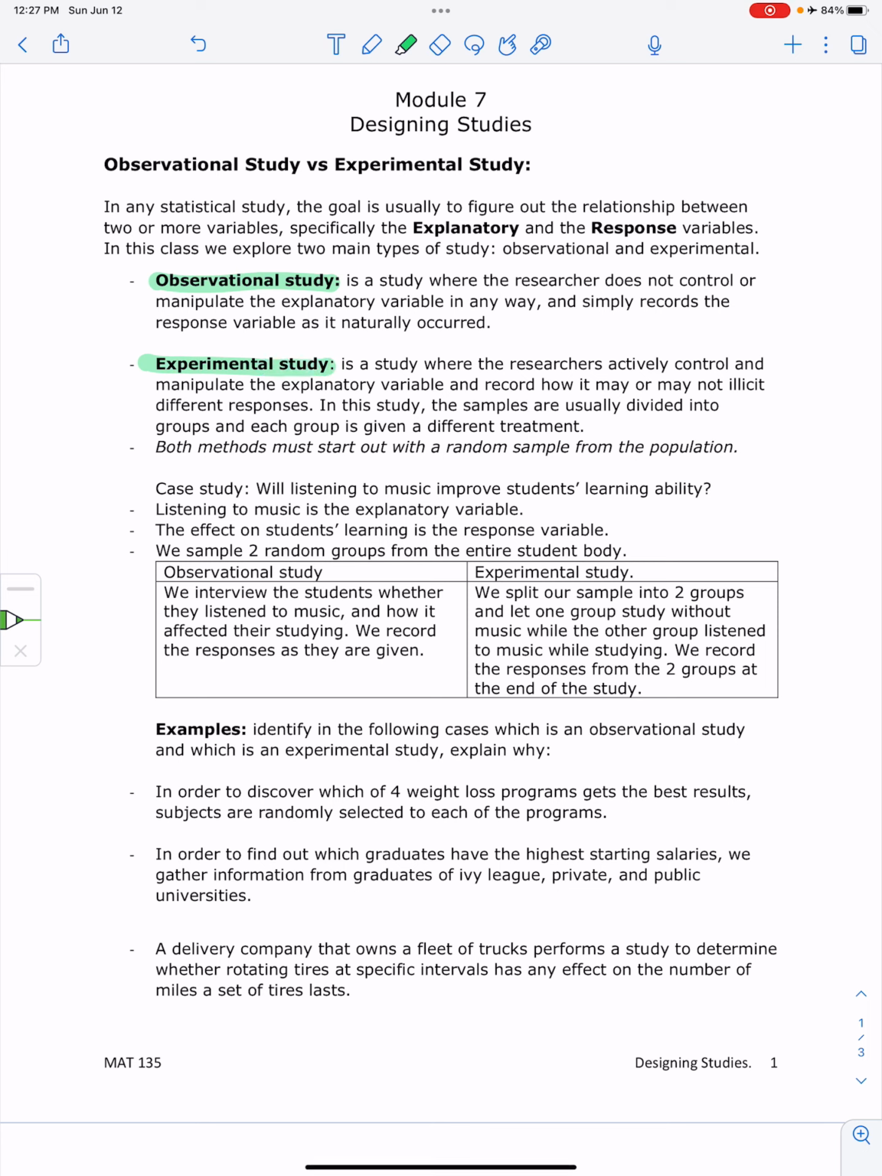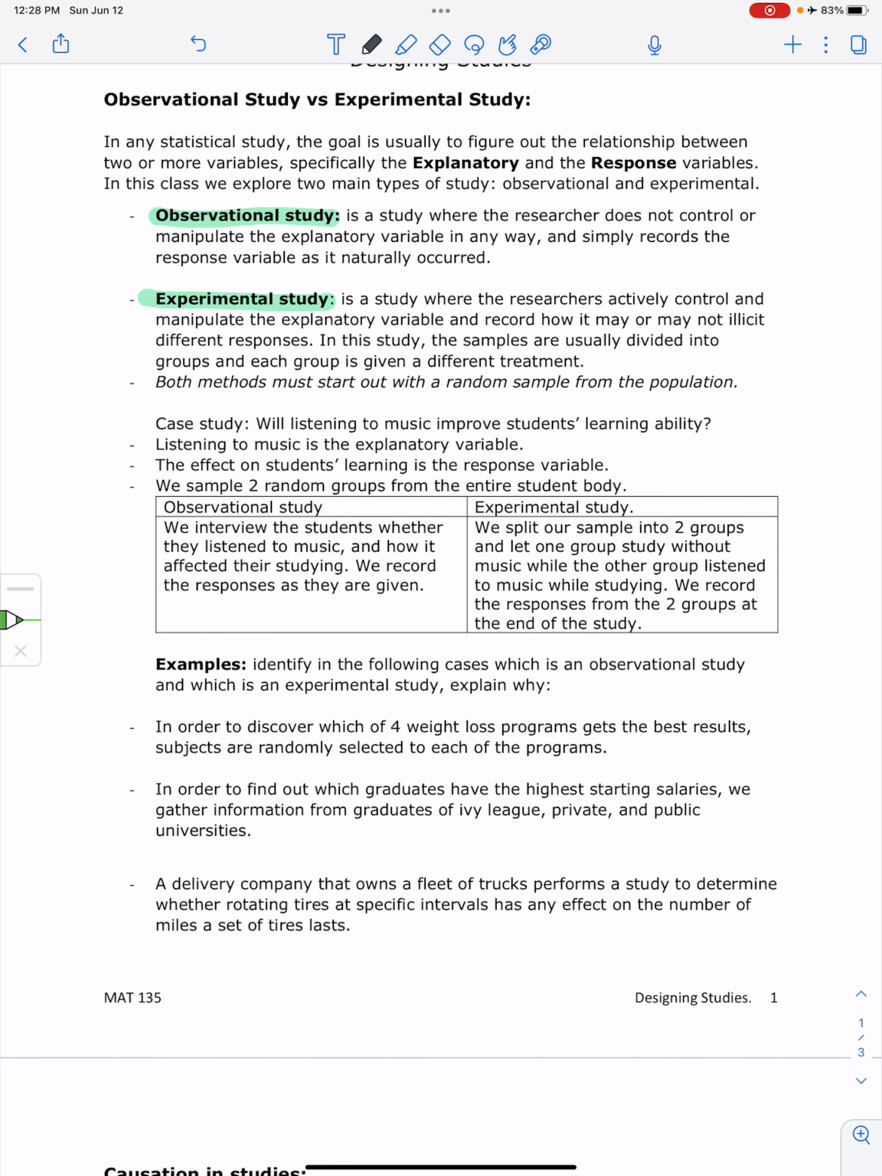where participants are randomly assigned to groups and the treatment, or what we're studying, is actively manipulated. And it may be that some people get a certain treatment, they get to listen to music, and some people just don't. Okay, it could be more involved than that. So we're going to look at the 3 examples at the bottom. We want to decide which is an observational study, which is an experimental, and explain why.